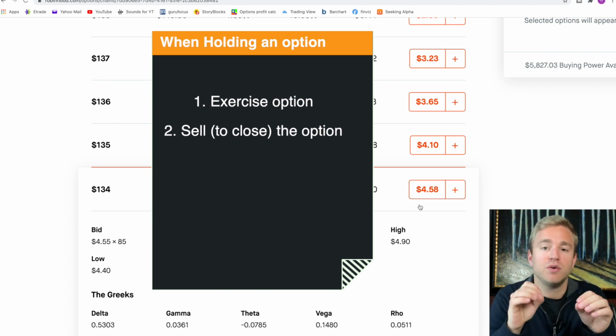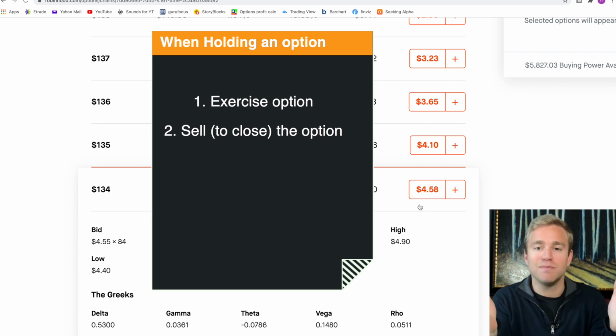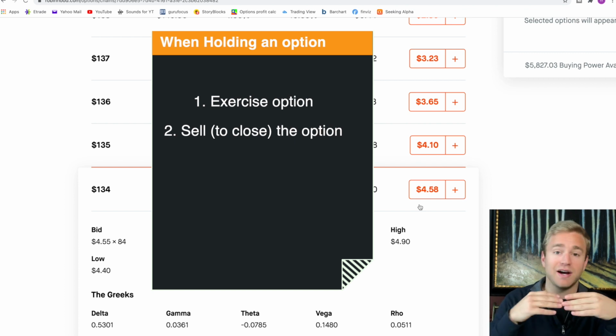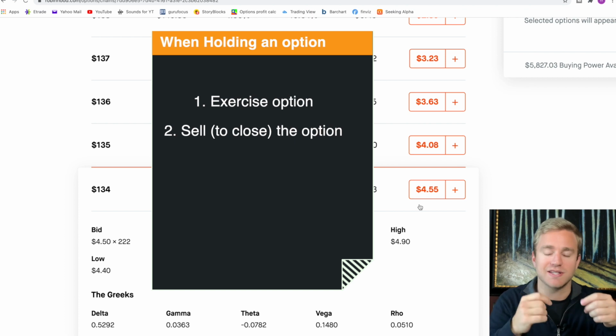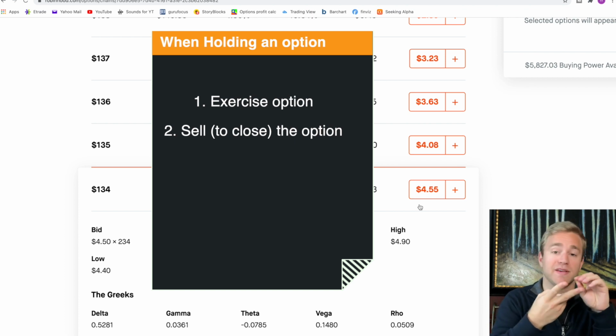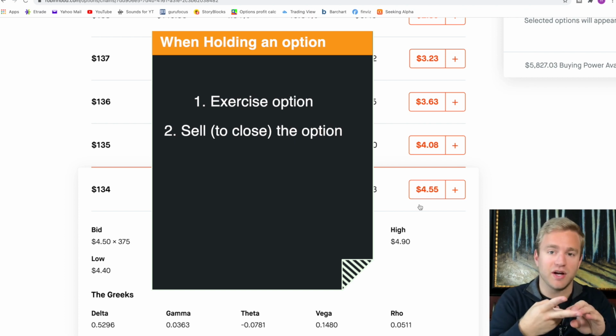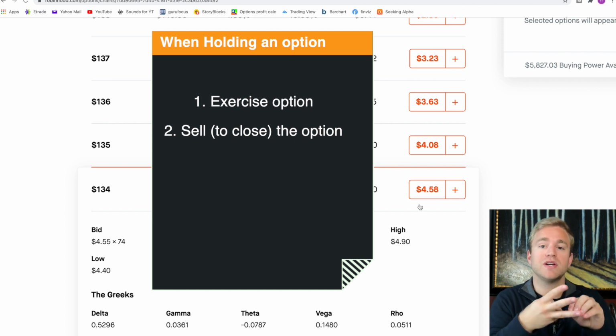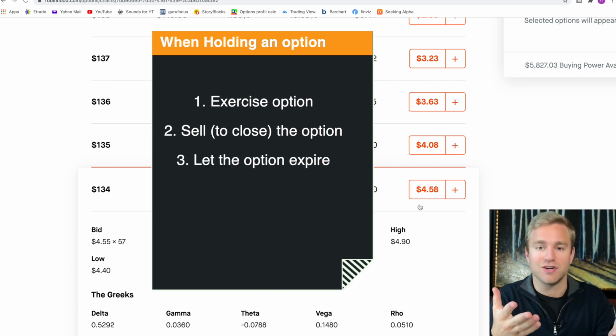It's important to note that you can sell a contract at any point you want. So whether the stock goes up or down, you can always sell that contract. So the second thing you can do is just sell that contract. And then the third thing you can do is just do nothing at all and let that contract expire.